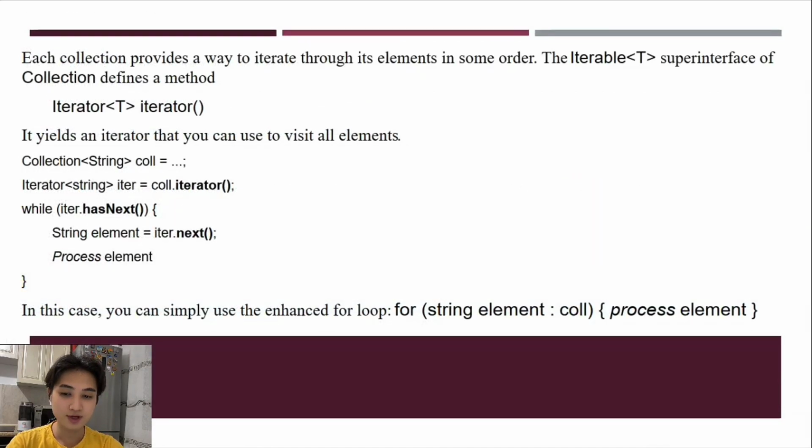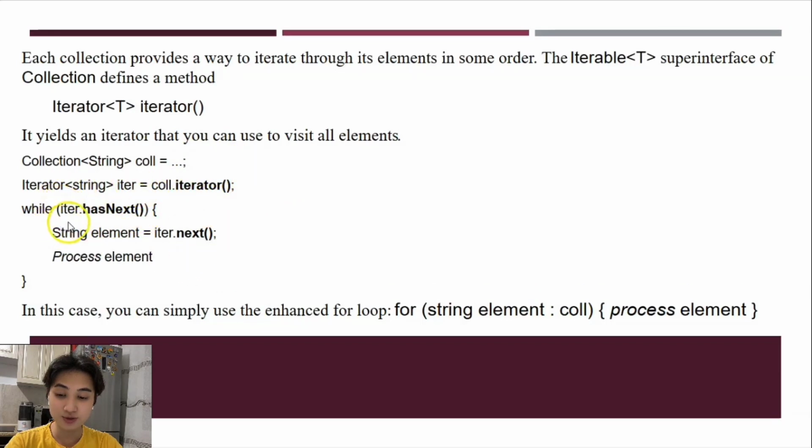Each collection provides a way to iterate through its elements in some order. The iterable super interface of collection defines a method called iterator. It yields an iterator that you can use to visit all elements. For example, we create a collection here and call the iterator method.